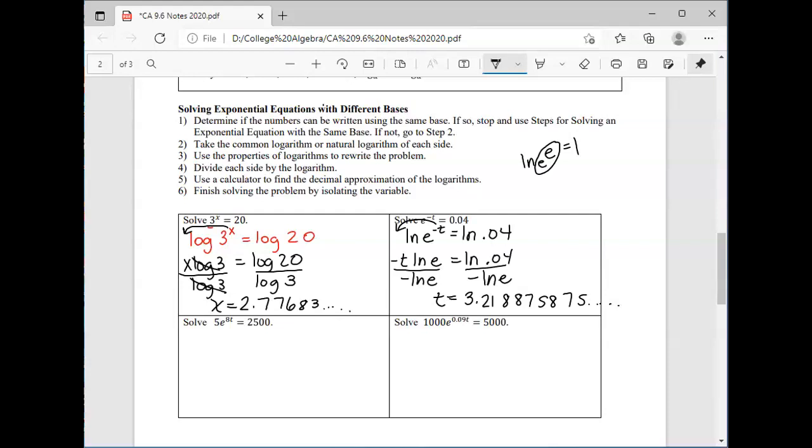My base here is really just the E, because that's the part that's raised to the 8T. Okay, so the first thing I'm going to do on this problem is get rid of this 5 times this, because this 5 is not raised to the 8T power. Does that make sense? I need to get it down to just whatever the base is raised to that exponent. So I'm going to divide both sides by 5 so I can get that to be gone, and I can just have my E raised to the 8T by itself. So 2,500 divided by 5 is going to be 500.